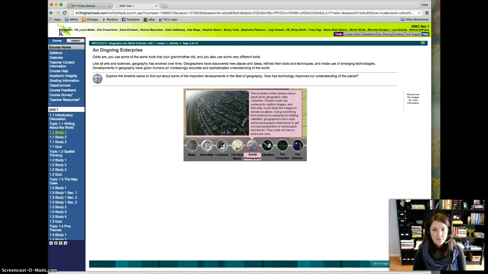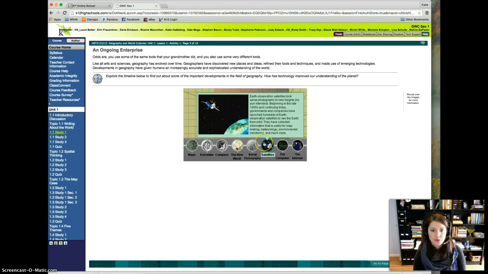Aerial photography. The invention of the camera was a great aid to geographic data collection. People could use cameras to capture images, and then they could scan the images in remote locations. Using everything from balloons to airplanes to orbiting satellites, geographers have used aerial photography extensively to get a broad perspective on landscapes and terrain. They really do have a bird's eye view.